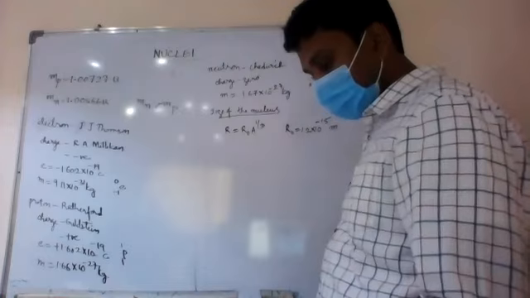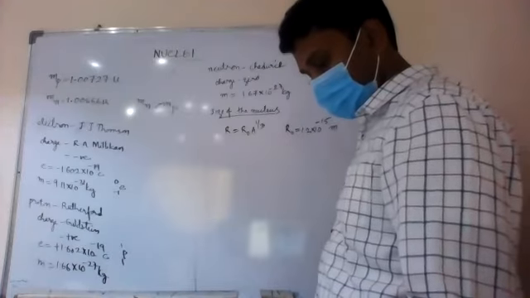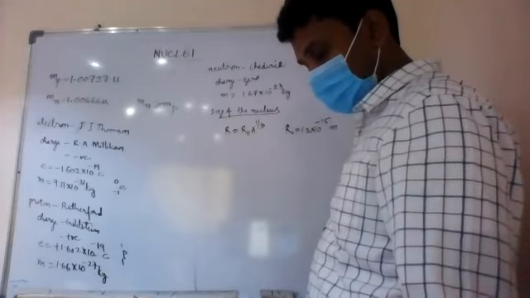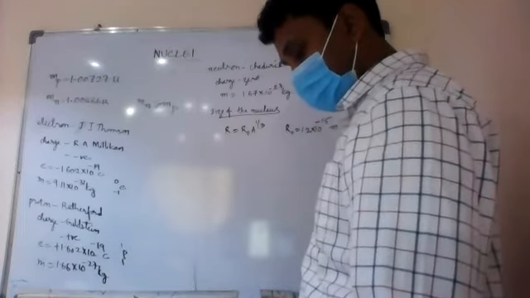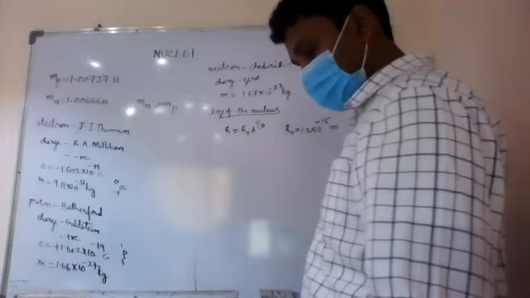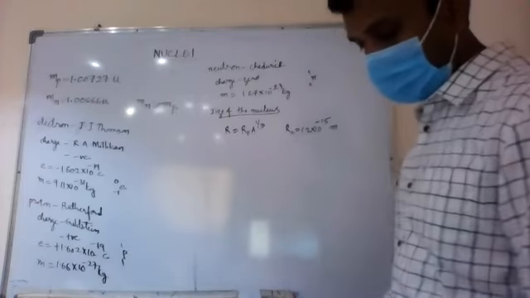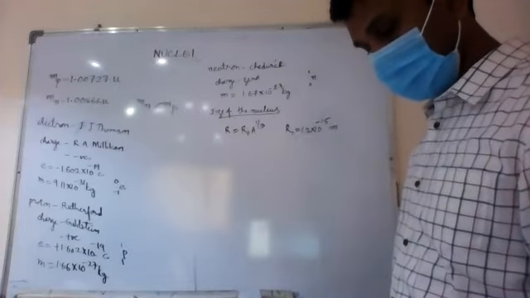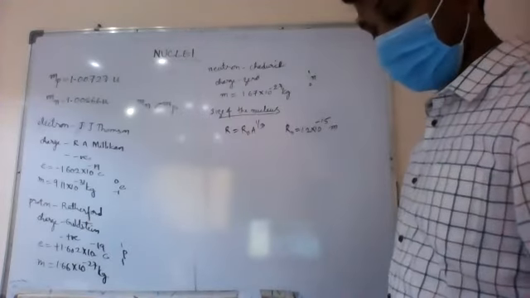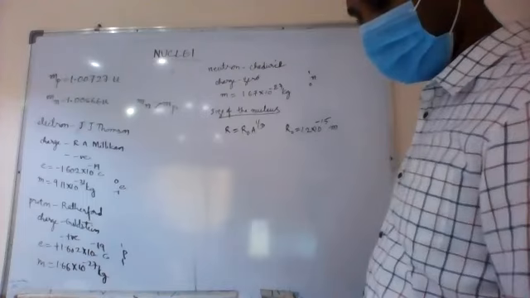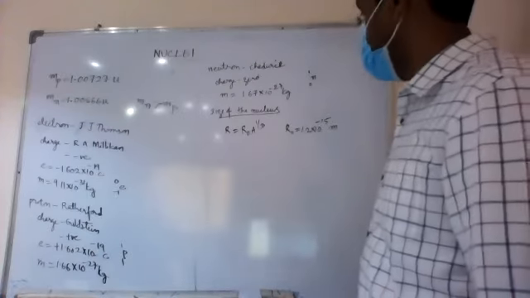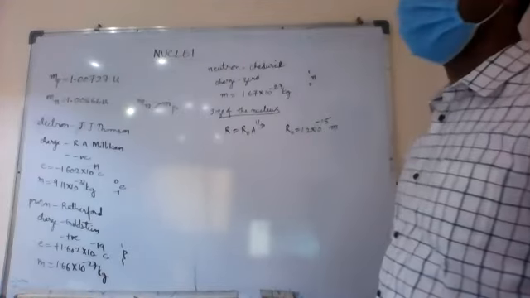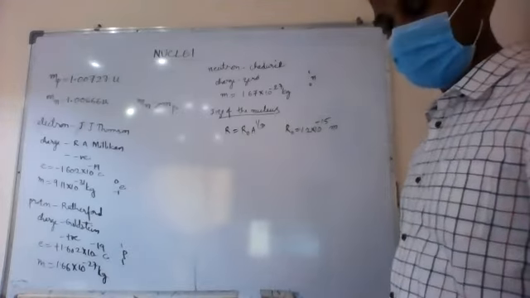So R is the radius. R naught is said to be the unit radius. In atom structure, that is a0.